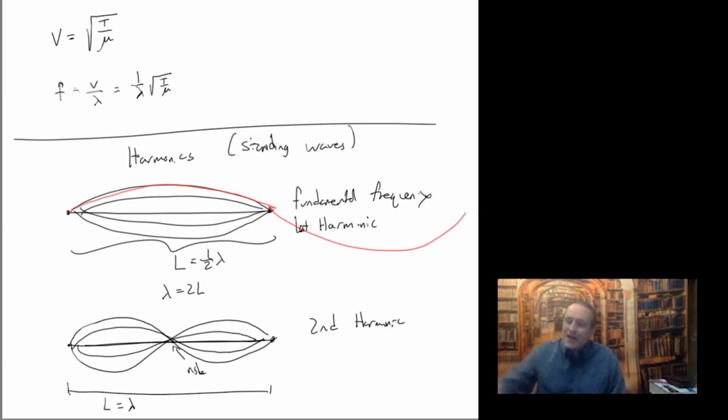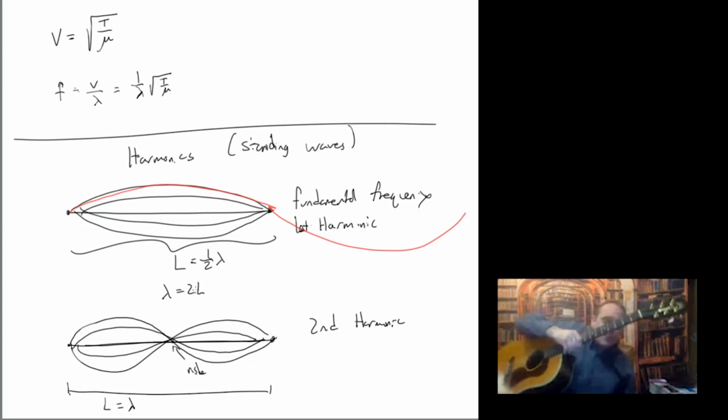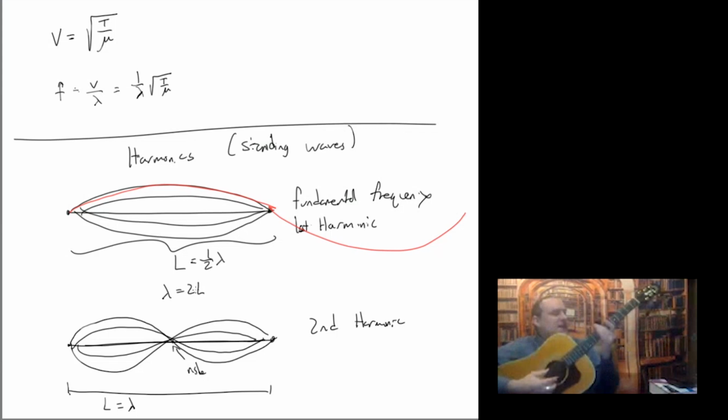So the difference between my first harmonic and my second harmonic, the wavelength has cut in half, and so the frequency doubles. That means that's an octave. Okay, that's an octave. So with my guitar, if I play the low E, and then I play the second harmonic, that's an octave higher.